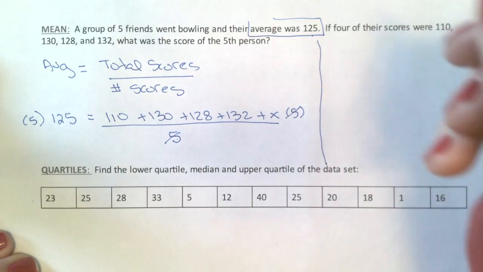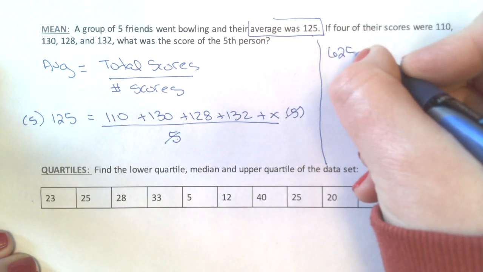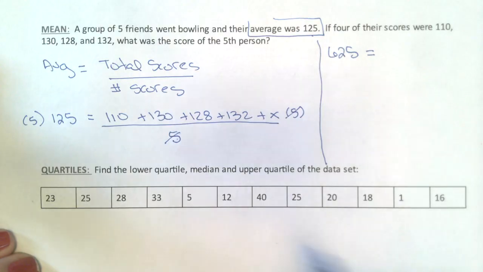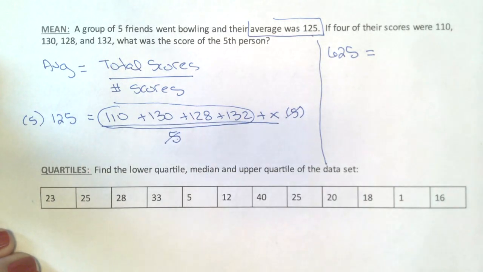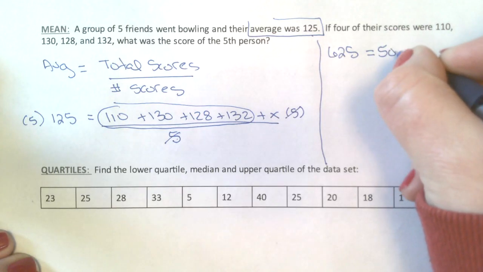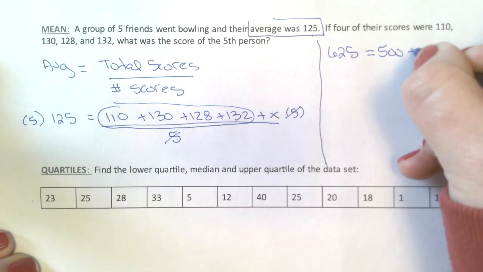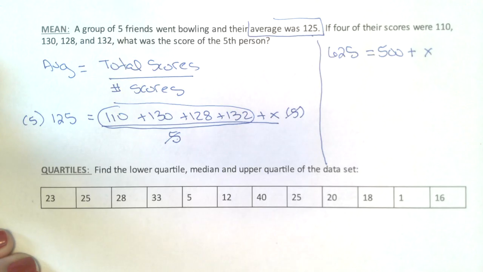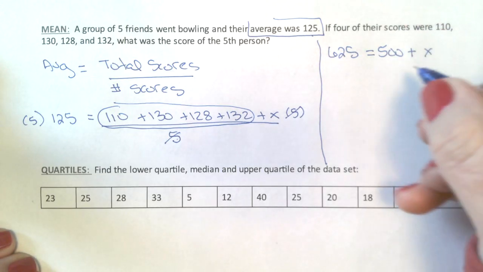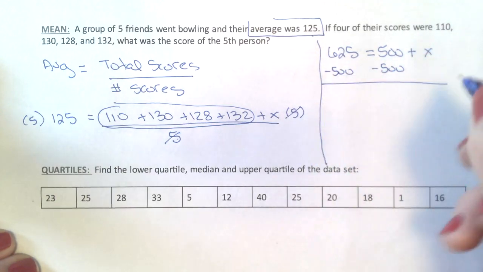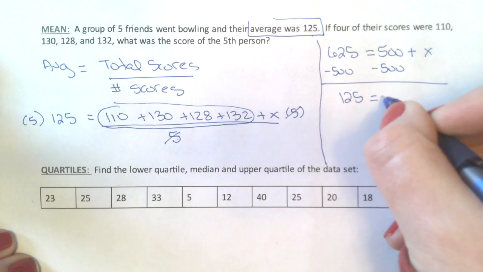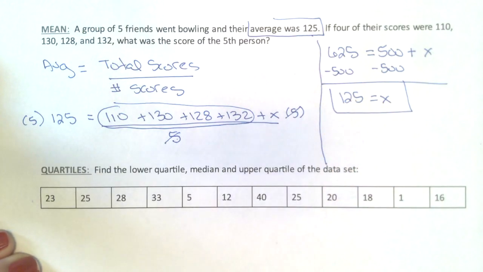So when I take 5 times 125, I get 625. Next thing I'm going to do is add up all of those numbers right there. They add up to 500 plus X. There we go. And now I just have a regular algebraic equation. I'm going to subtract the 500 to the other side. 125 equals X. So that is a complete and total coincidence.